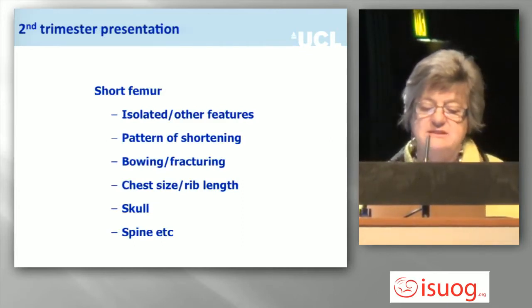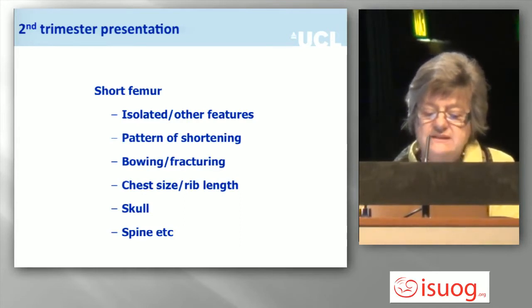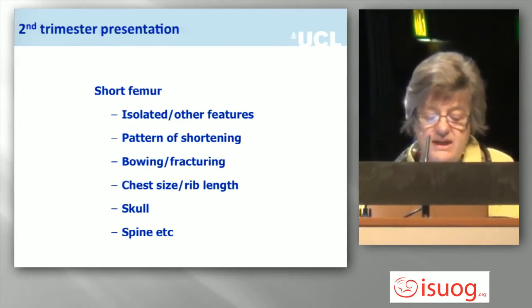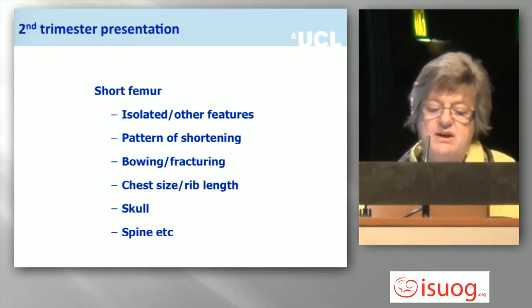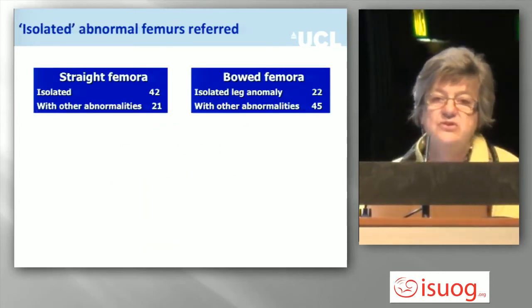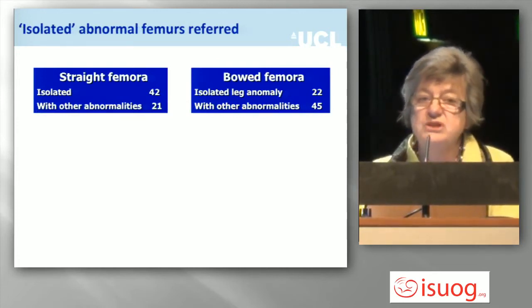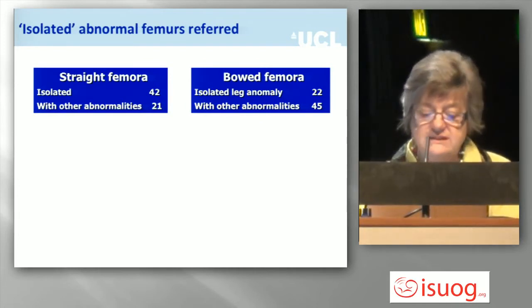So in the second trimester, the most common presentation for skeletal dysplasias is, of course, a short femur. We're going to think about this in terms of whether the short femur is isolated or whether there are other features or not, what the patterning of shortening is, whether there's any bowing, and the chest size, the skull shape and size, etc., and the spine, as much as we have done in the first trimester. Now, I'm going to take you through some work that we've done at UCH, looking at cases, to give you a structured approach to the diagnosis of these conditions.